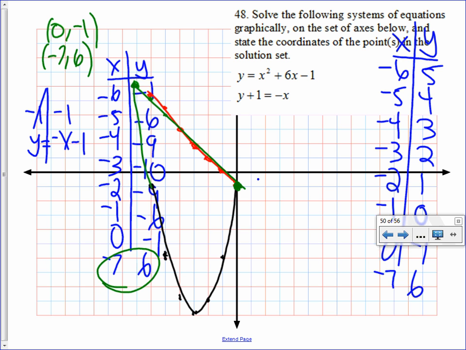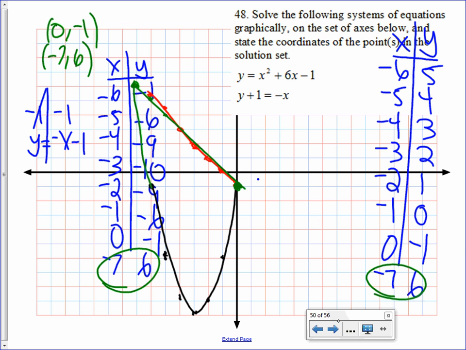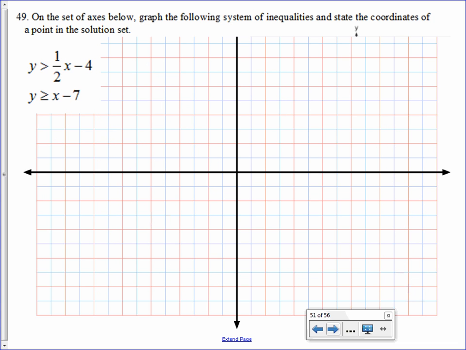It's also the points that are in both tables. There's -7, 6. And there is 0, -1. Getting close. Ooh, not close enough.